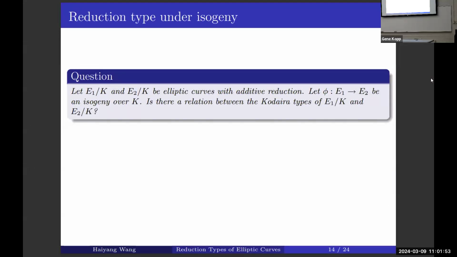Now we have discussed a little bit about the Kodaira type. A follow-up question one might wonder is the following. Let E1 over K and E2 over K be elliptic curves with additive reduction. Let phi from E1 to E2 be an isogeny over K. Is there a relation between the Kodaira types of E1 and E2 over K?